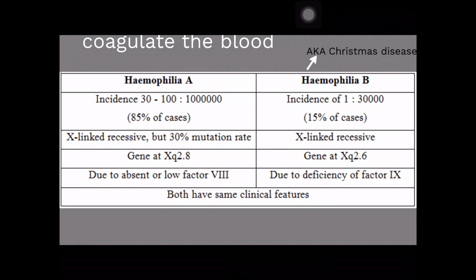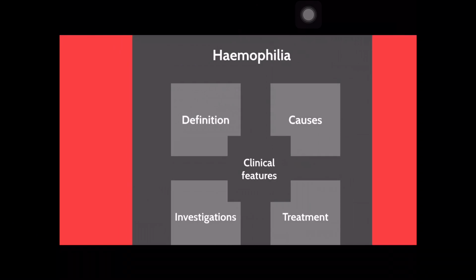In hemophilia A, there is factor 8 deficiency with a frequency of 30 to 100 in 1 million male births, while in hemophilia B, there is lack of factor 9 with a frequency of 1 in 30,000 male births. Two-thirds of newly diagnosed infants have a family history of hemophilia, whereas one-third is sporadic. They both have X-linked recessive inheritance and they have the same clinical features.